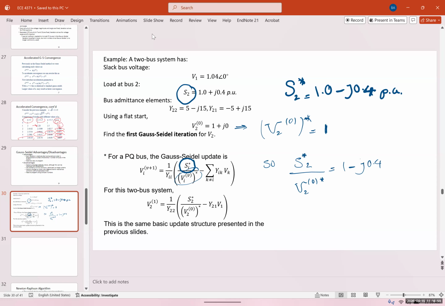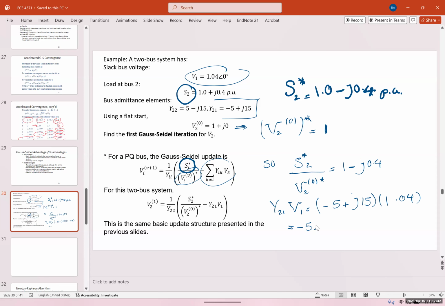Now, the next step is to find Y21 V1, because again, we have to find the sigma. So Y21 V1 would be equal to -5 plus j15, because Y22 is 5 minus j15, Y21 is going to be -5 plus j15, as already mentioned here, times 1.04, which is our V1. Now, multiplying these gives us -5.2 plus j15.6.